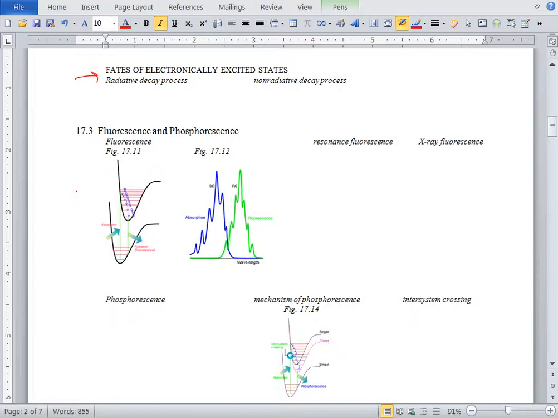Okay, so we're trying to describe fluorescence. For this transition to occur in the first place, from this state to this state, it's called absorption. Is that allowed or not allowed? It would have to be allowed, otherwise absorption is not going to happen in the first place. So this has to be an allowed transition.